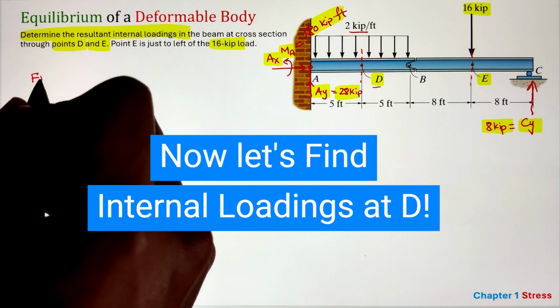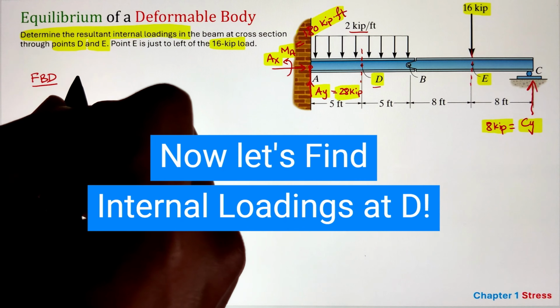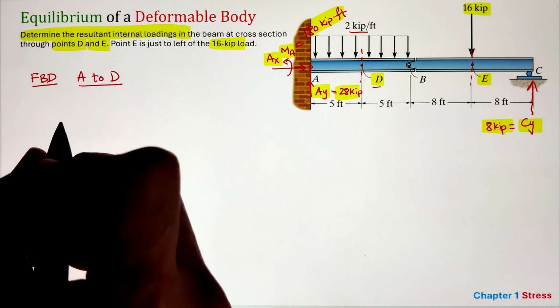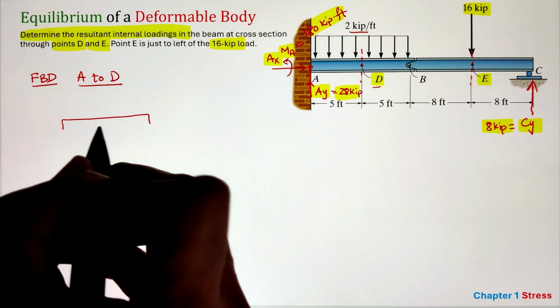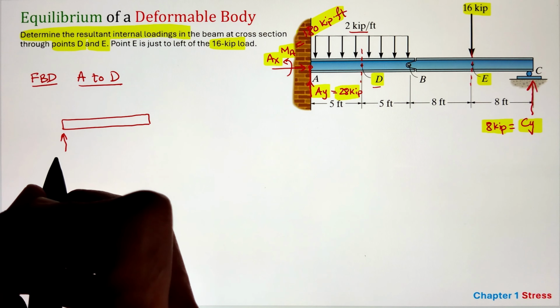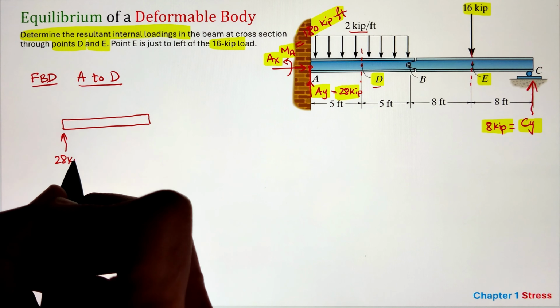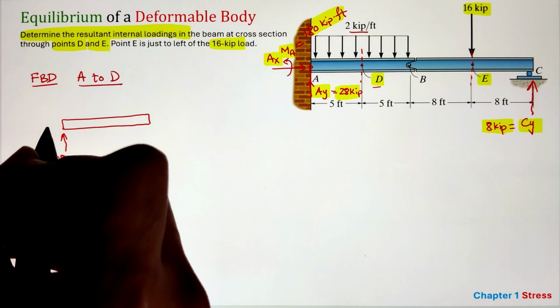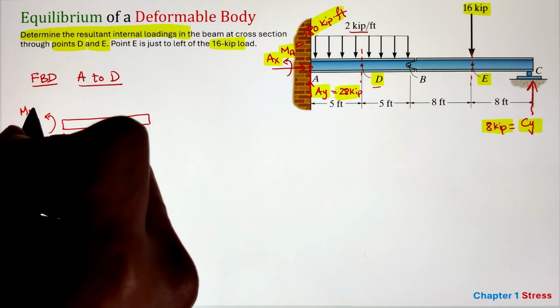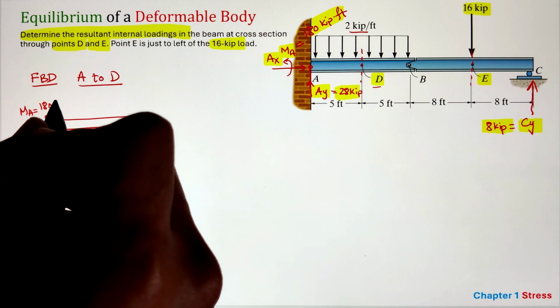I can analyze from A to D or from D to C. In this case, I'm going to go ahead and develop the free body diagram for the section A to D here. Again, at point A, we have our two support reactions. AX value is 0. So AY is 28 kip going upward, and I have our couple moment of 180 kip-ft that is acting in the counterclockwise direction.